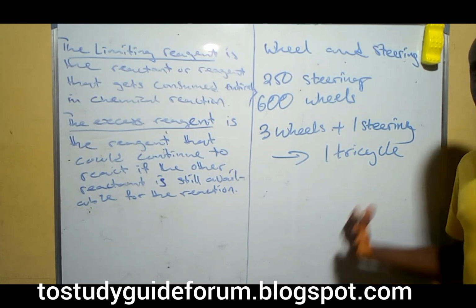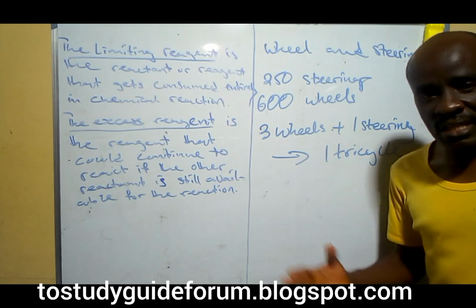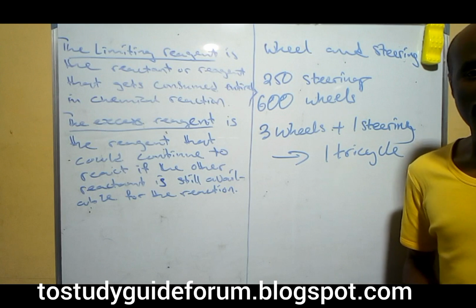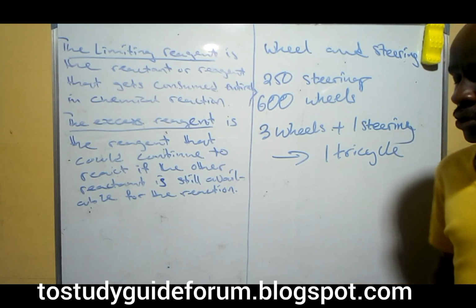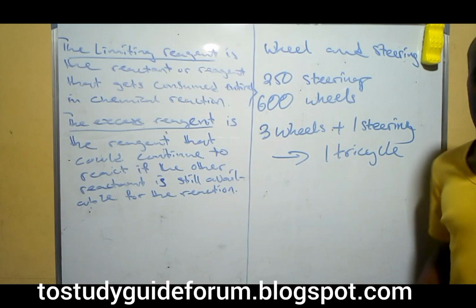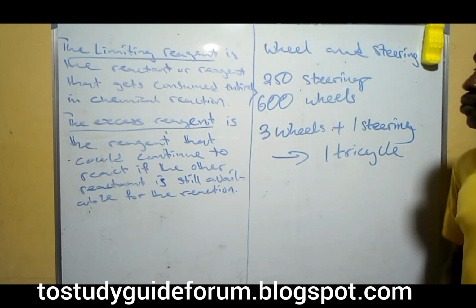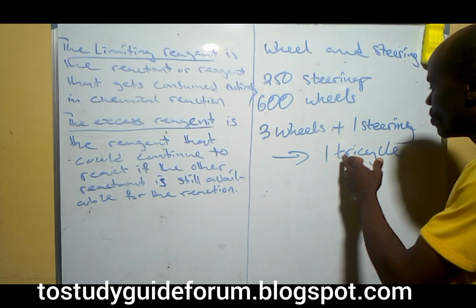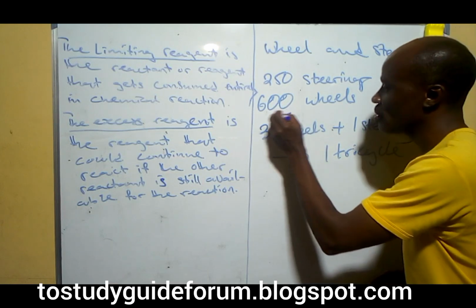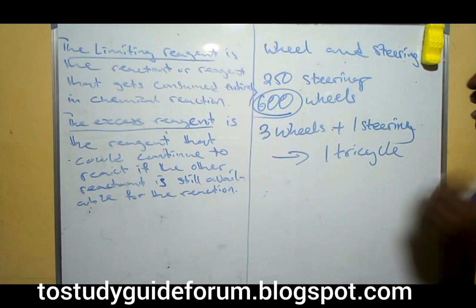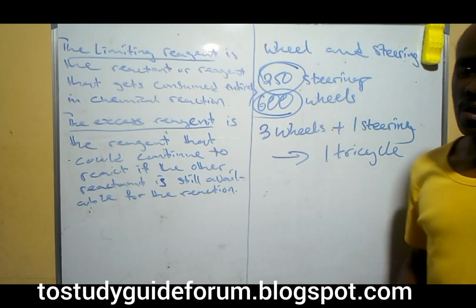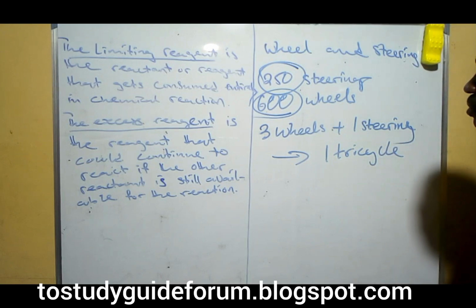Now, we are to find out the material that will get exhausted at the start of the production. When we are producing, one of them will get finished first, while the other one will remain. So to get the one that gets finished first, we are going to find out the number of tricycles that will be produced by the wheels, and then the number of tricycles that will be produced by the steerings.